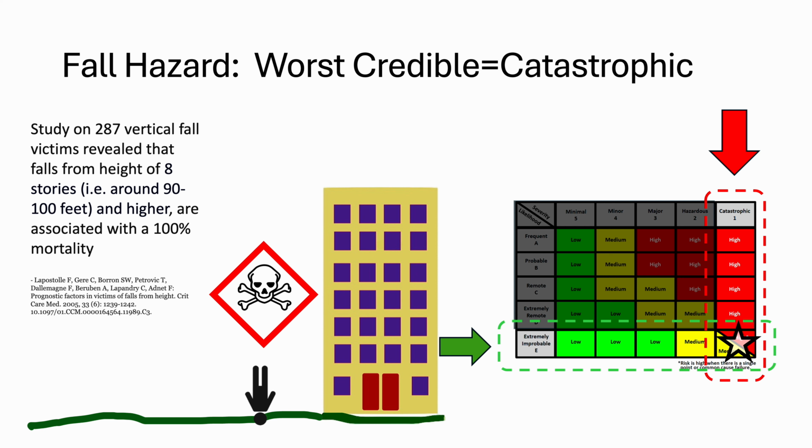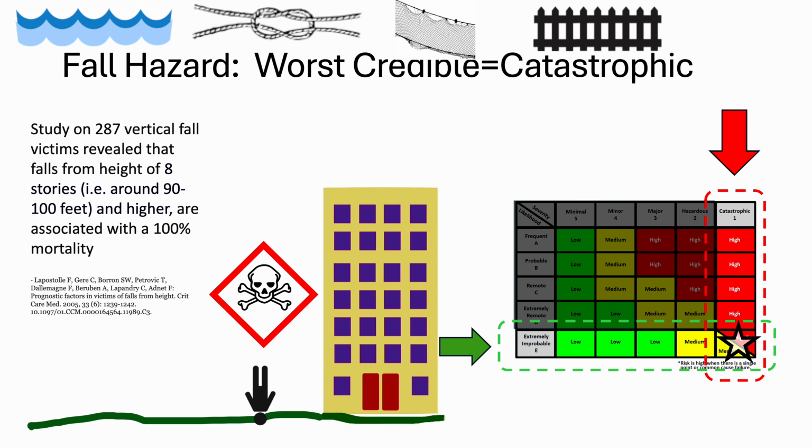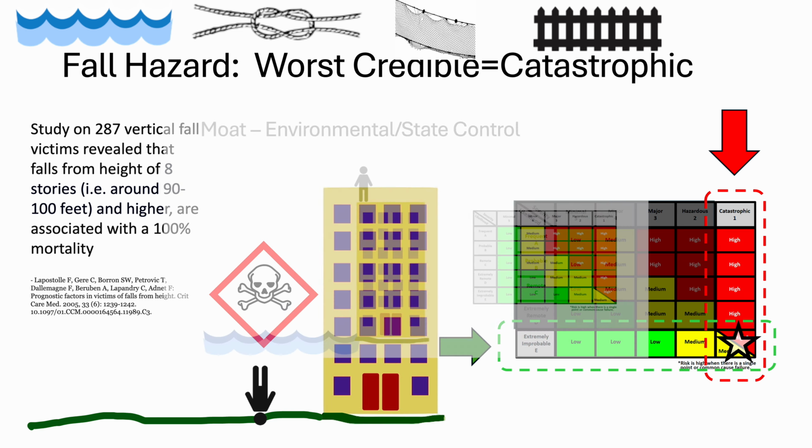Achieving this level of safety requires the implementation of robust, multi-layered mitigating controls. To understand safety controls, we'll use a metaphor: moats, ropes, nets, and fences. These represent different methods of managing risks by addressing severity and likelihood. Each approach serves a unique purpose in mitigating the impact of the hazard.